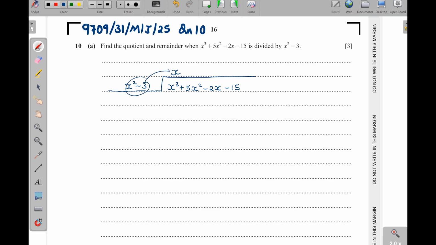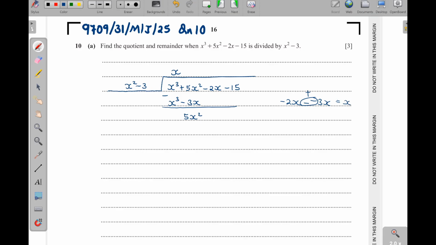Then multiply. So we shall get x cubed minus 3x. When we subtract, this one disappears. Since there is no x squared in here, we shall remain with that 5x squared. Now there is this minus 2x, then minus 3x. So this one will add up, and then you get a what? A 5x. No. Wow, that is weird.